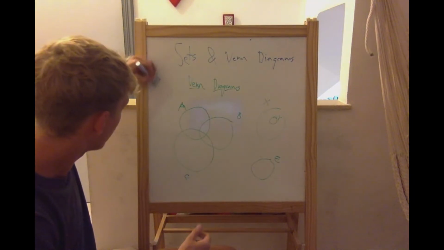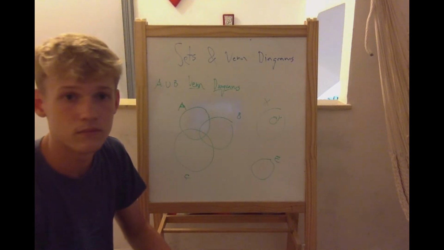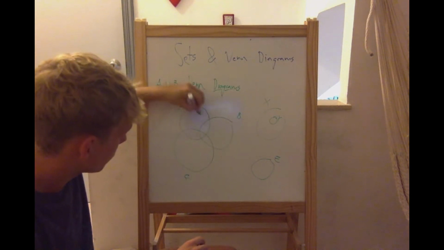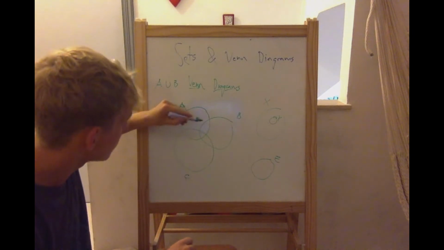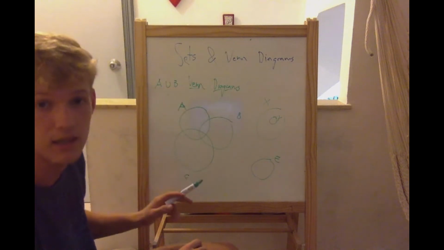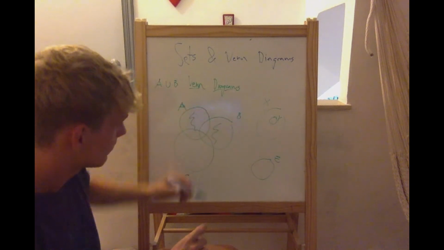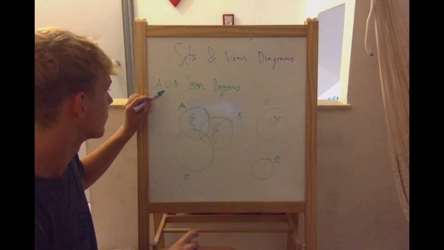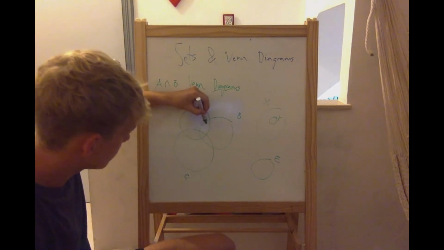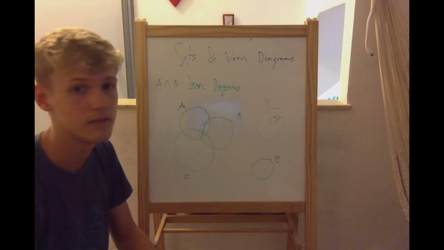So A union B. That would be everything inside both A and B. So we shade the whole of A and the whole of B. It includes bits that are also in C, but it's just so all of this, all of this. That is A union B. A intersection B would be this bit in the middle, everything that is in A and B.